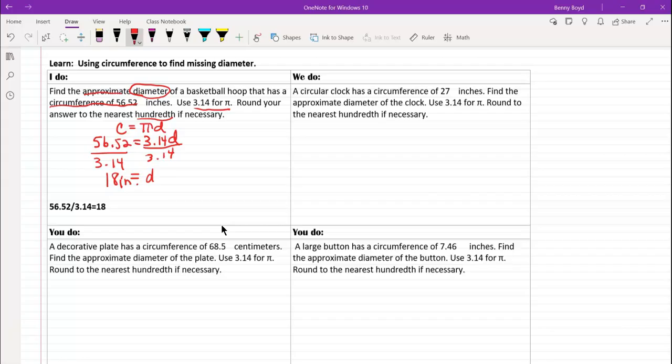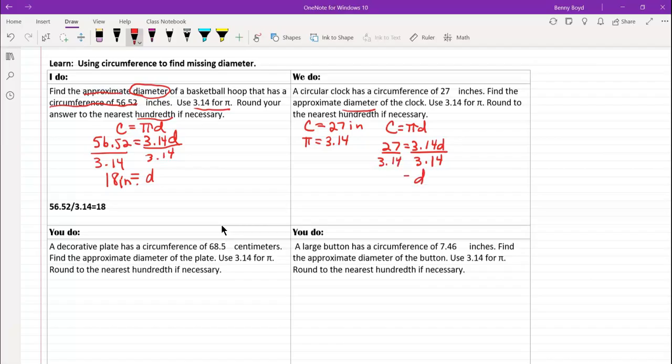All right, next let's move on to the we do problem. Here we see that the circumference is 27 inches. We see that pi is 3.14. We are asked to find the diameter, so let's use our formula for diameter again. C equals pi times the diameter. We'll substitute our 27 for the circumference. We'll substitute 3.14 for pi. And then we'll just divide to solve this one-step equation.